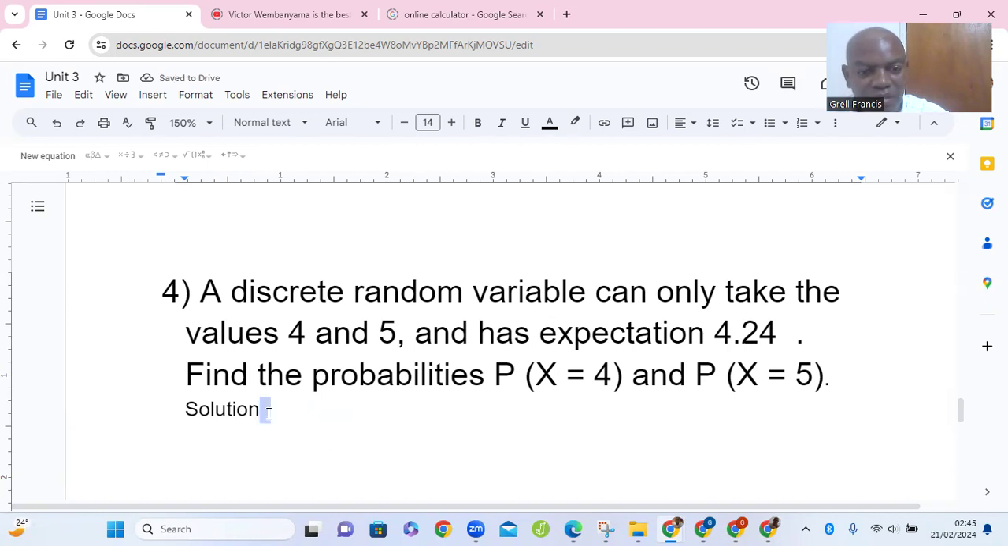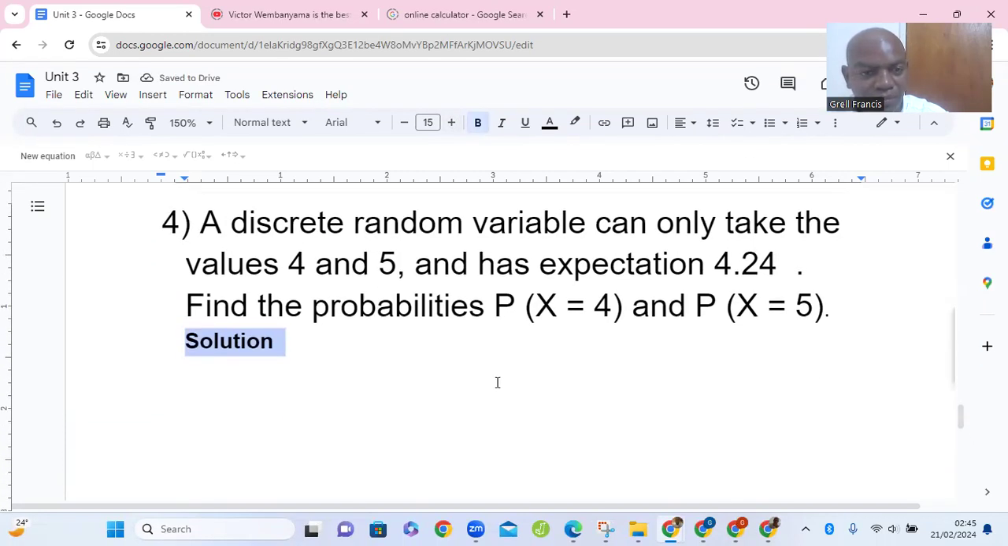So we can actually solve for them because we can form two equations. So let's form the first equation. P of x equal 4, let's give it a letter. Let's call it A. And P of x equal 5, let's call it B.